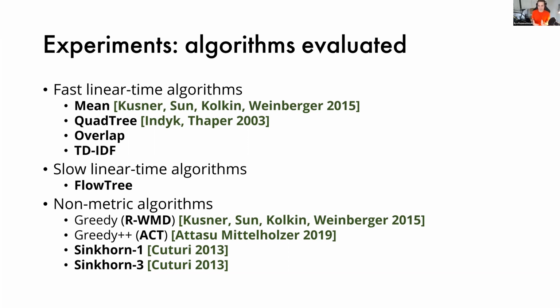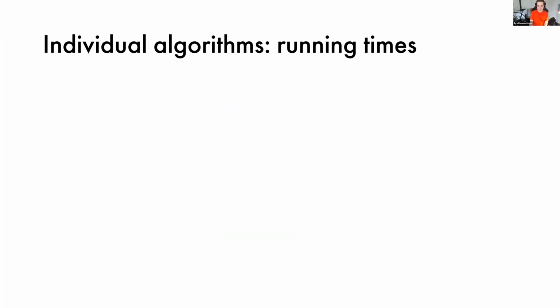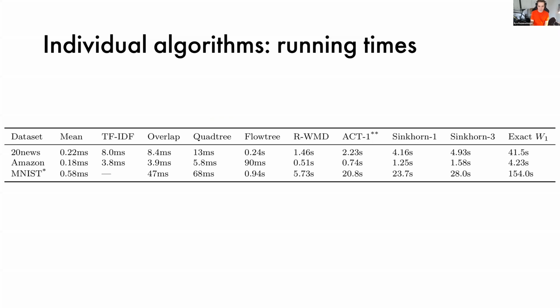So the natural worry here is maybe it's like no man's land, right? Kind of like we are less accurate than the slower algorithms, and we are slower than faster algorithms. So is it good or not? Let's wait until we see the answer to this. But let's first start with individual algorithms and running times.